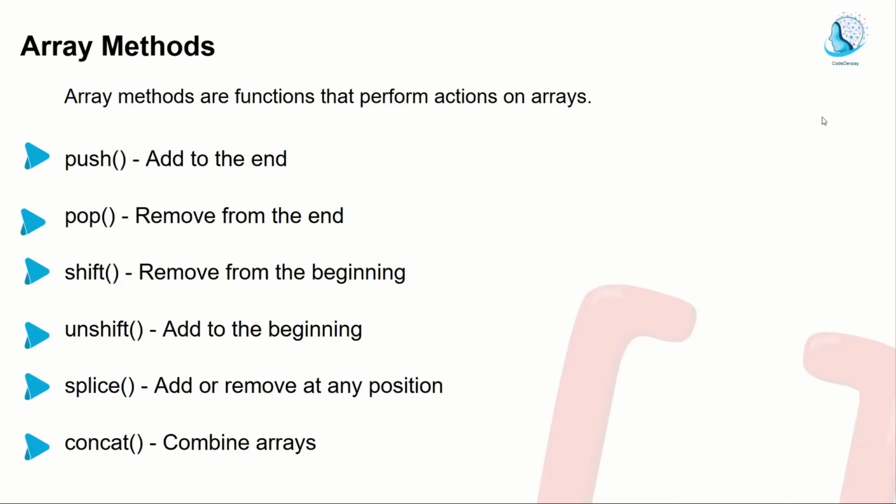Now let's look at some of the array methods. An array method is simply a function that performs actions on arrays. Some of the array methods are push, pop, shift, unshift, splice, and concat. So let's take a look at each of them.